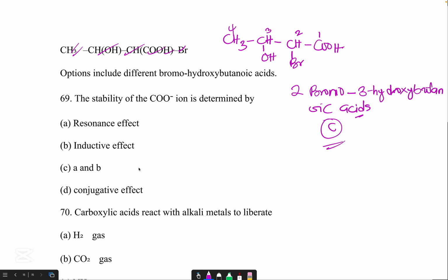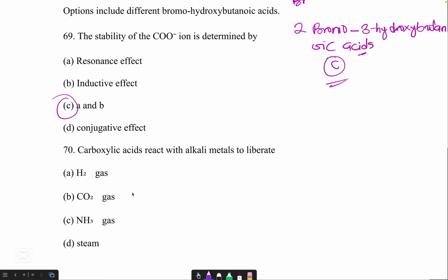The stability of the carboxylate ions is determined by resonance effect and inductive effect, A and B, not conjugative effect. The carboxylic acids react with alkali metals to liberate what? To liberate hydrogen gas. When acid reacts with metal, they liberate hydrogen gas, which is H2 gas. Is that okay?